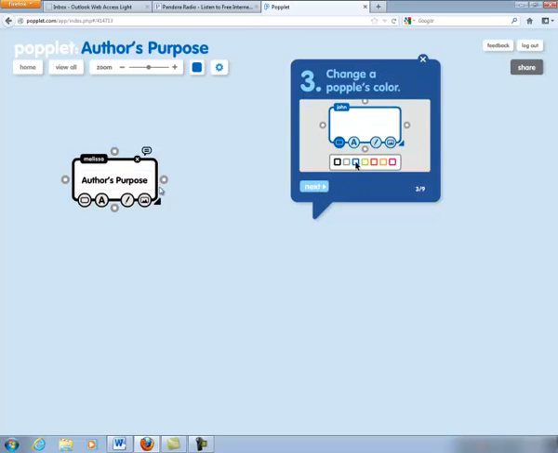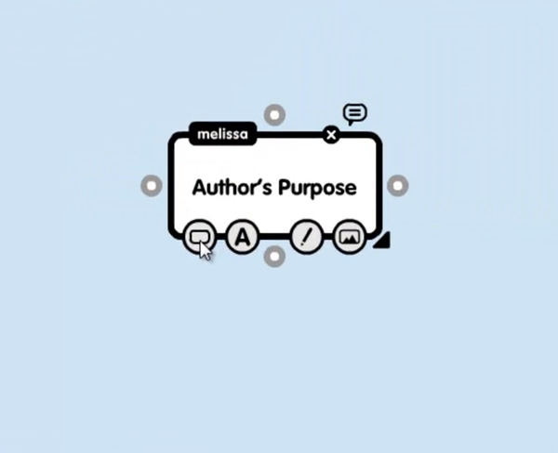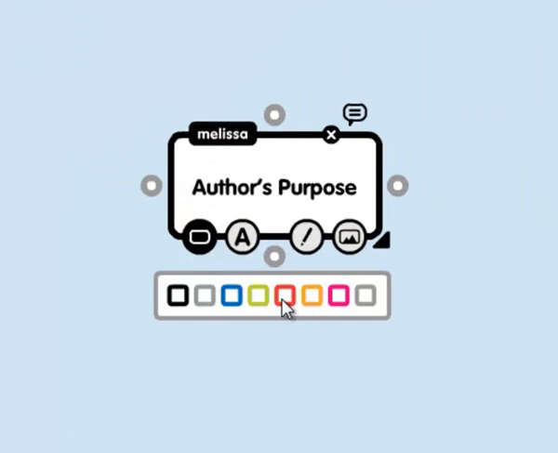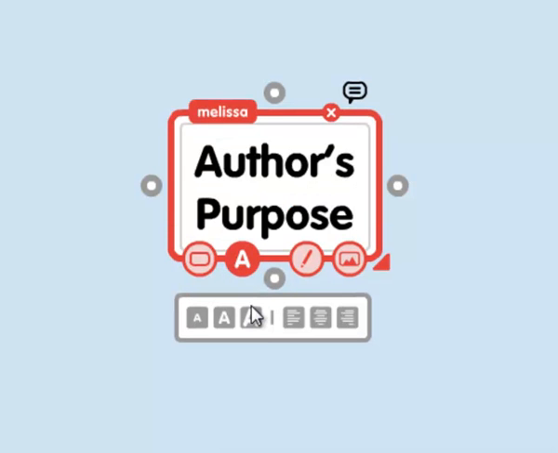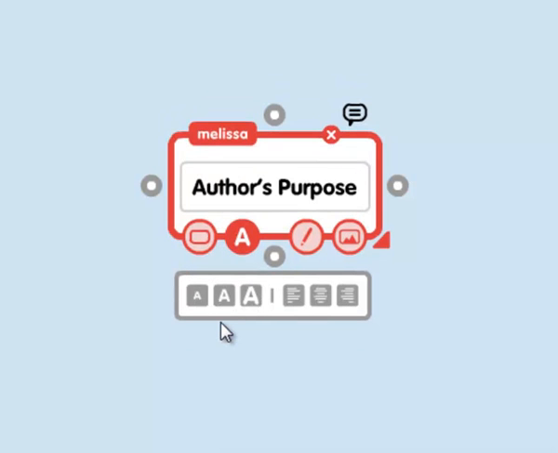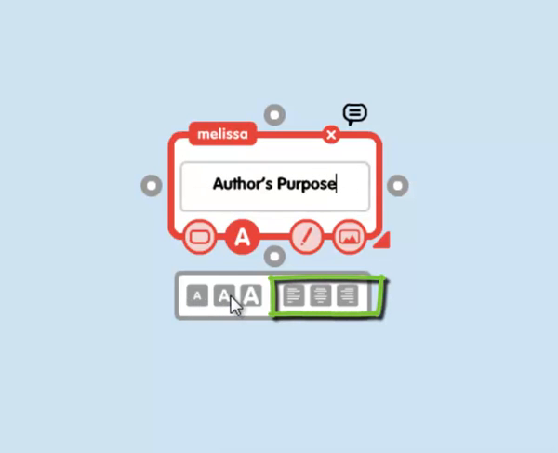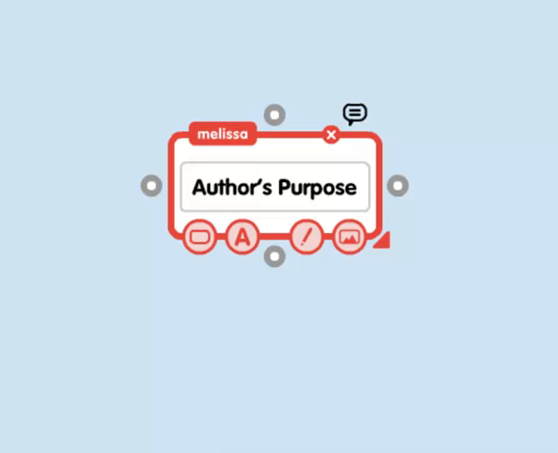To change a popple's color, click the first button on the bottom left of the popple. Click the same button to close the color menu. Click the letter A button to change the text size. You can make text small, medium, or large. You can also align the text to the left, right, or center.